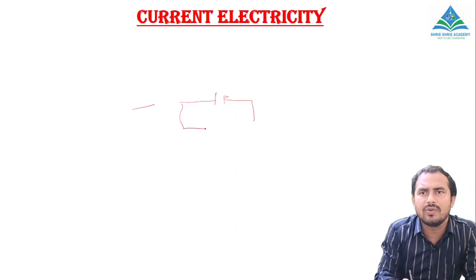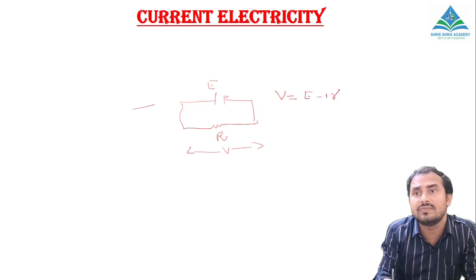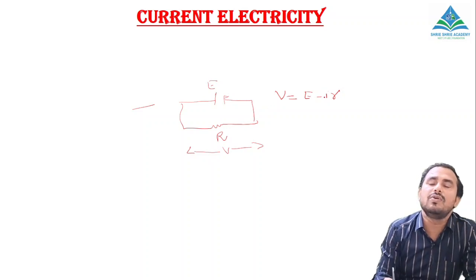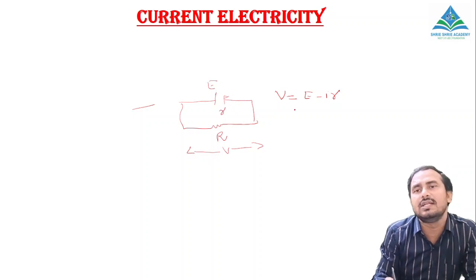So whatever voltage you are taking, that is for this resistance. This is your EMF, and whatever voltage it is actually getting is V, and this V is important for us. Nothing else is important other than that. V equals E minus Ir. V is called the terminal voltage, E is the EMF, and small r is your internal resistance.